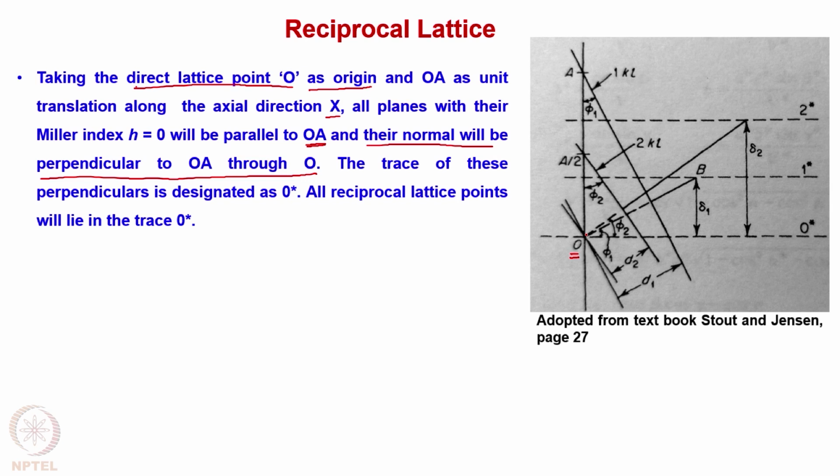Suppose you have a plane parallel here, then a plane parallel there, and another there. These are all parallel planes at a given distance from the axis OA. If we drop a perpendicular from the origin to these planes and cut those distances at 1 by d, all the reciprocal lattice points that would generate would fall on this line, which is marked as 0 star.